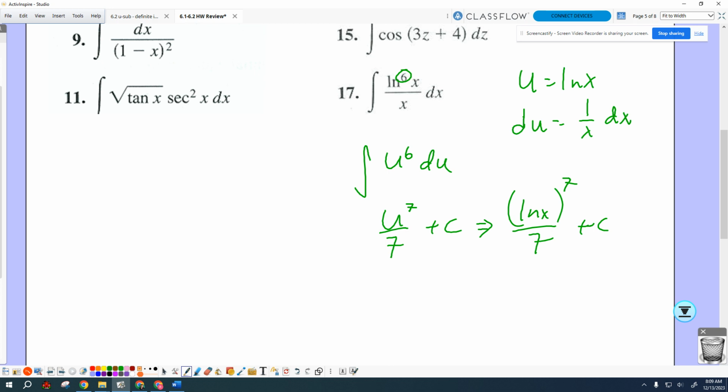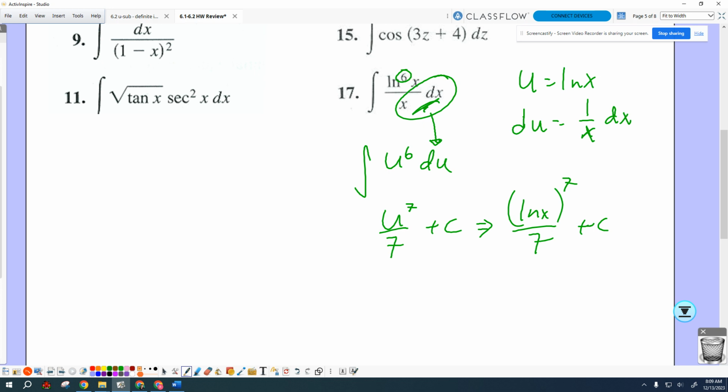If you multiply by du, dx over x gets removed, and that, we were told, equals exactly du. So we're going to get rid of these, and we're going to call it du. Okay, gotcha.